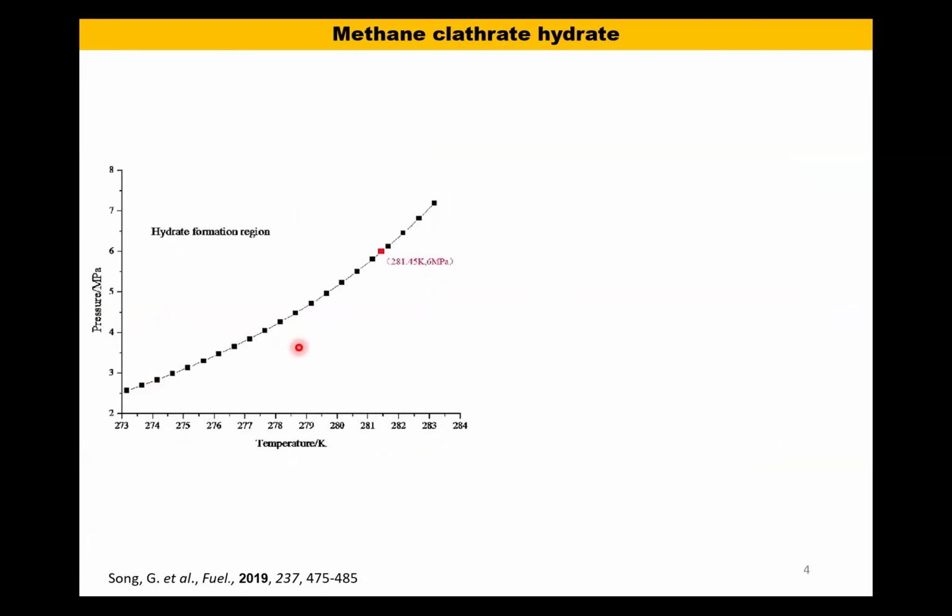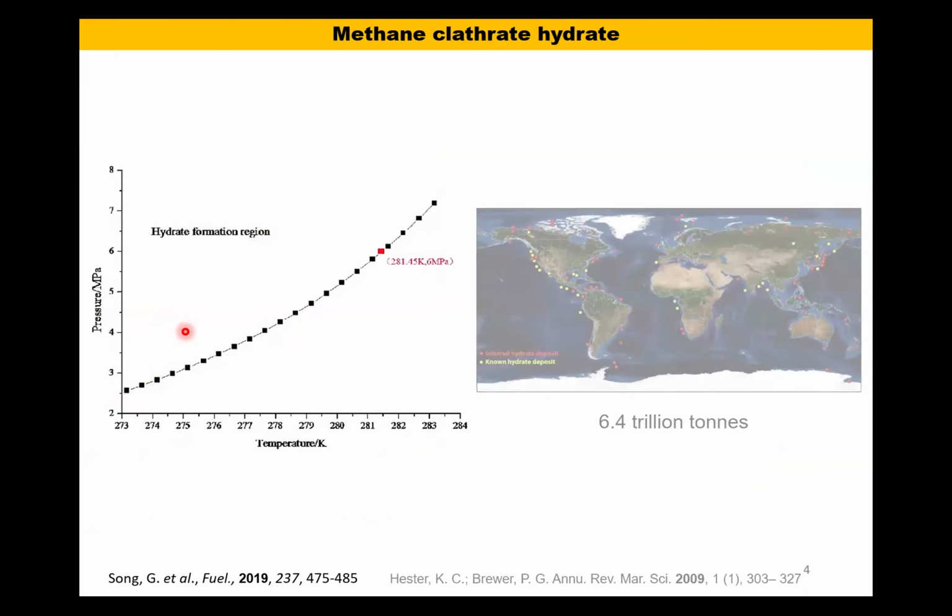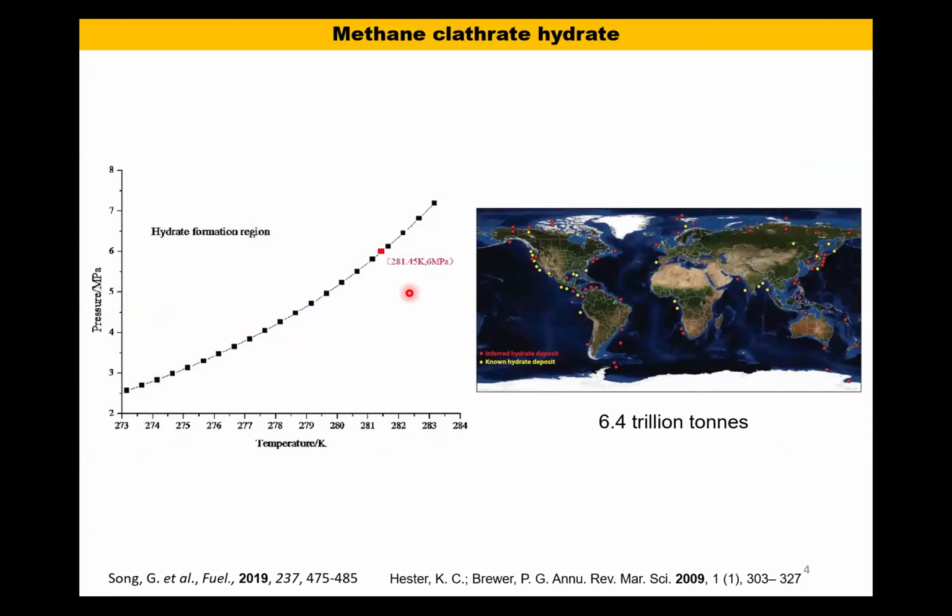These hydrates are formed in high pressure regions. If you look at this pressure temperature diagram, this is the hydrate formation region. It requires more than 2.5 megapascal at 273 Kelvin. This is the temperature pressure diagram for methane clathrate hydrate. And more than 6.4 trillion tons of methane hydrate is stored in the seabed. Many are known hydrate deposits and many are inferred hydrate deposits.